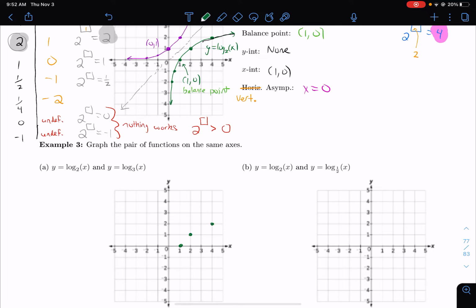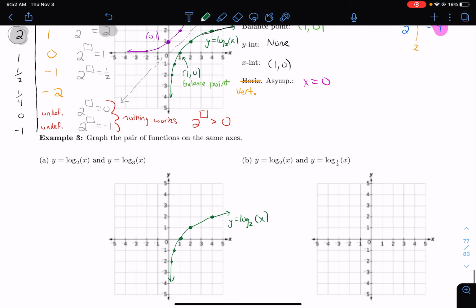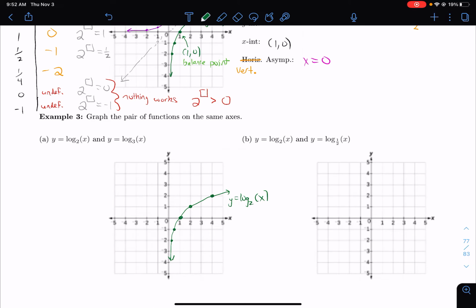When x is 4, y is 2. And then when x is a half, y is negative 1. When x is a quarter, y is negative 2. And connecting these, my log base 2 of x graph looks something like this. So that's my graph of y equals log base 2 of x. So now let's get the graph of y equals log base 3 of x. So I'll plot some points to help me. So I'll get some x values, and then I'll keep track of what output I get.